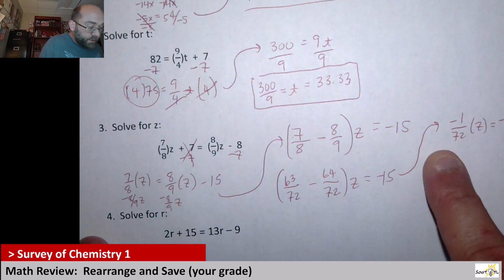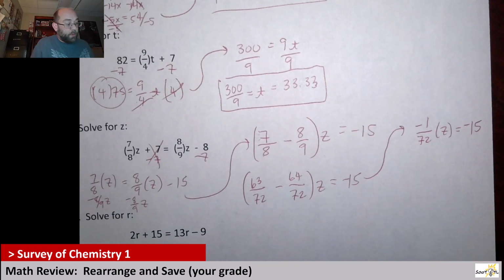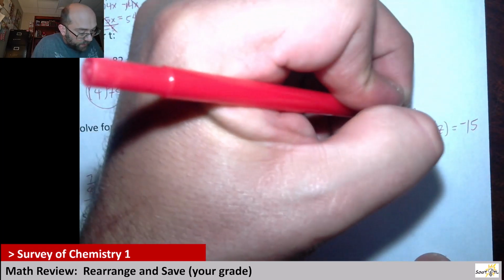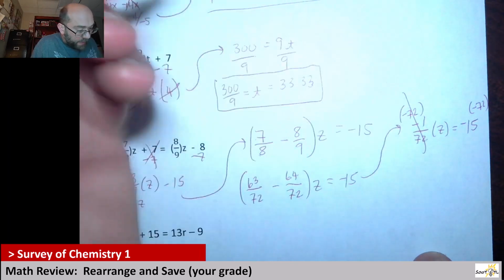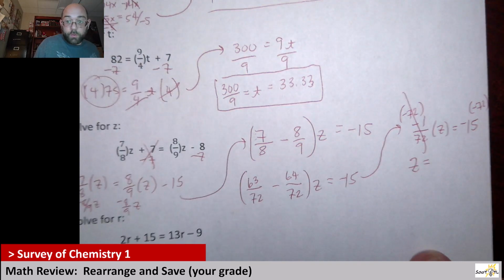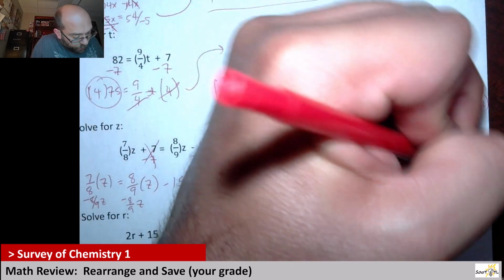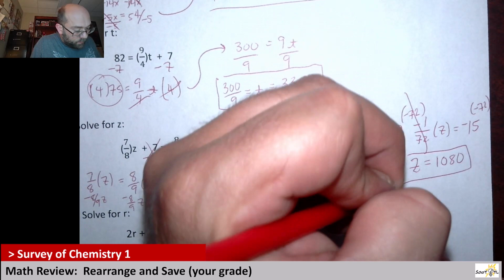So it's really just like saying z divided by negative 72 here. So I can multiply both sides by negative 72. All right, and so that would cancel. So I would get z by itself is equal to negative 15 times negative 72, and that comes out to 1,080. All right, so that would be my answer.